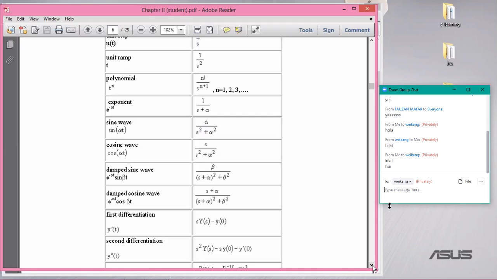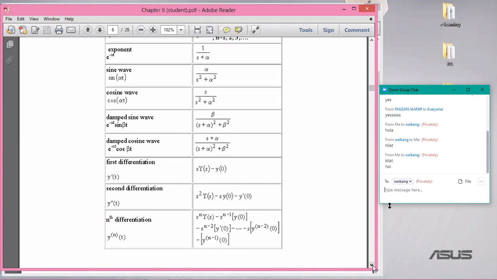I'm going to attract your attention to the Laplace transformation of the first derivative. This is dy dt. In our mathematical model, we have a differential equation. When you want to take the Laplace transform of the first derivative, it is just capital Y of s minus y of 0. So y of 0 here is the initial condition in time domain, y at t equals 0.